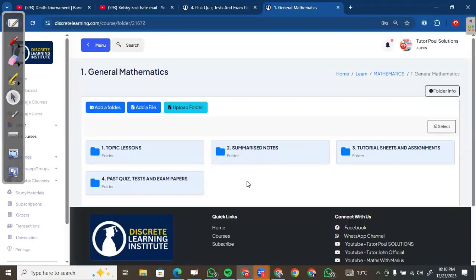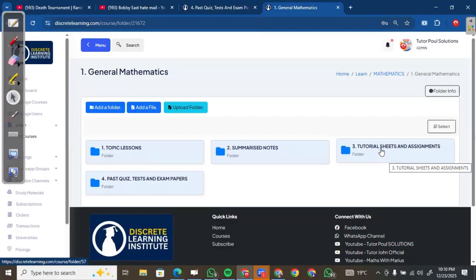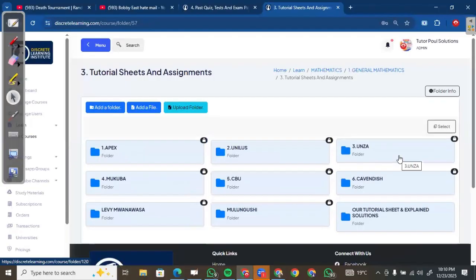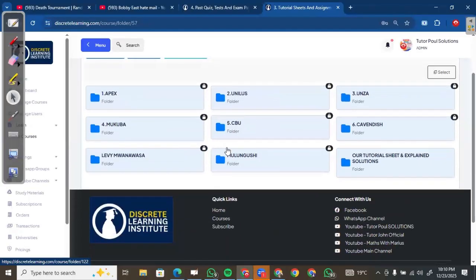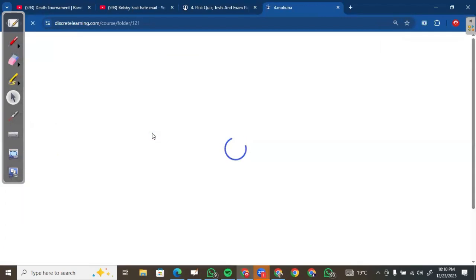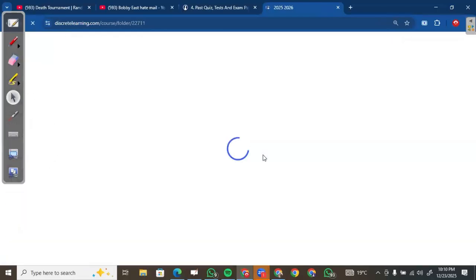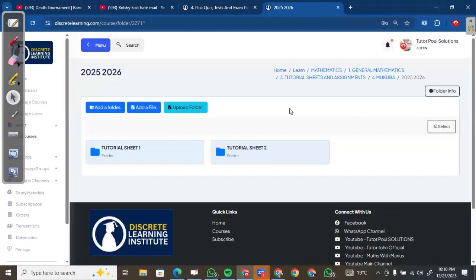So if you want to learn a topic in detail, you can go in this folder here and find the lessons there. If you want solutions to the tutorial sheets, you go in the folder for the tutorial sheets. Let's try to open it. Here it will depend on the university where you are. You guys are from Mukua, right? So you go in the Mukua University folder here, and then you go to the 2025-2026 intake. You're going to find the tutorial sheets: full videos, tutorial sheet 1, tutorial sheet 2.